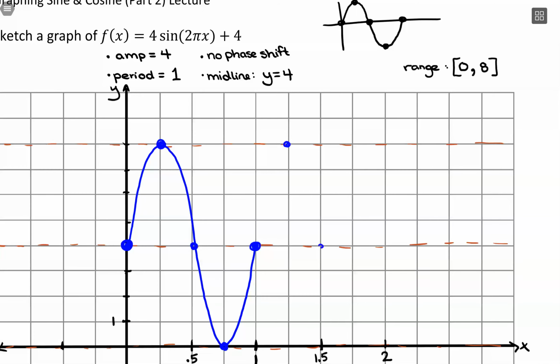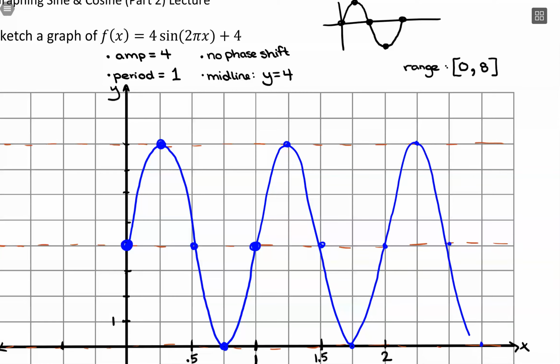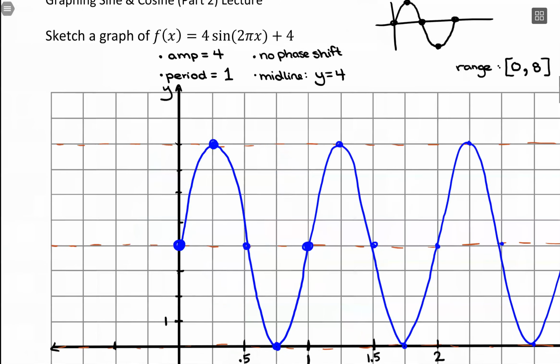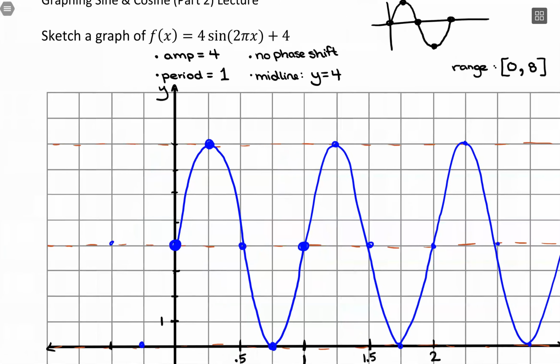And then I would just continue that routine to fill up the rest of the graph. There we go. And then same thing over here. Continue that routine. Over there.